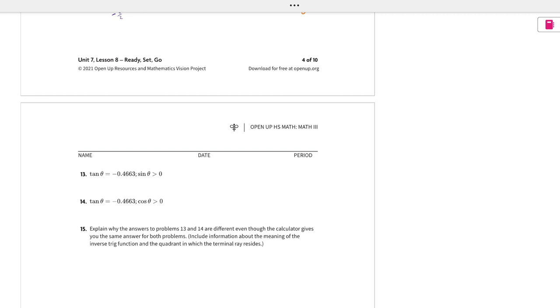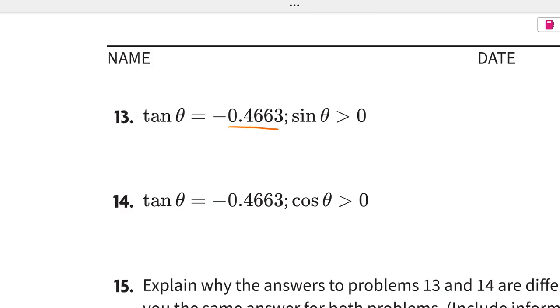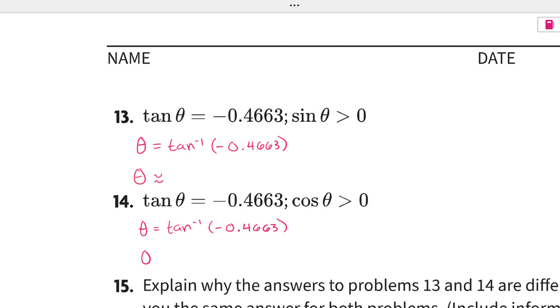Okay, so questions 13 and 14. Let's do these together, since we see the exact same value there. So theta equals tan inverse of negative 0.4663, and it's going to be the same thing down here, of negative 0.4663. So let's pull out our calculators and see what this gives us.